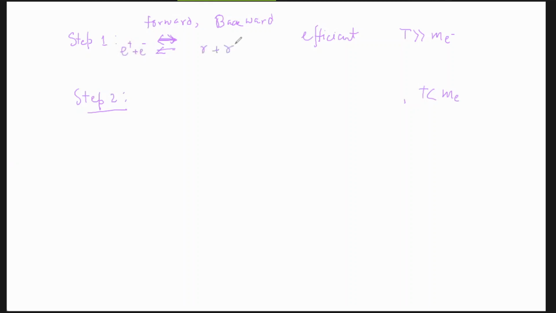Electron-positron to gamma photon is more efficient. Backward. So only this one will happen, only gamma plus gamma. So what will happen? The number density of electrons in the universe will keep going down and down. True? Because they are producing more photons, but photons are not able to produce electrons. Yes?